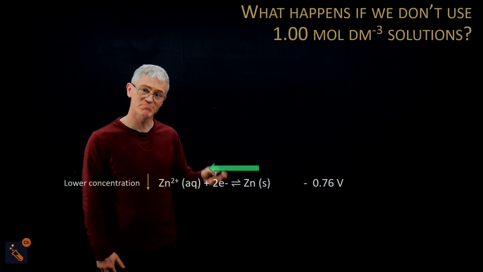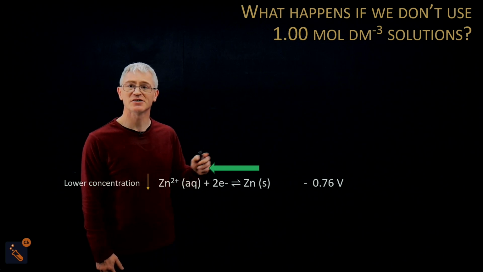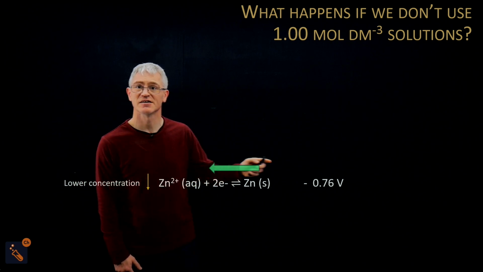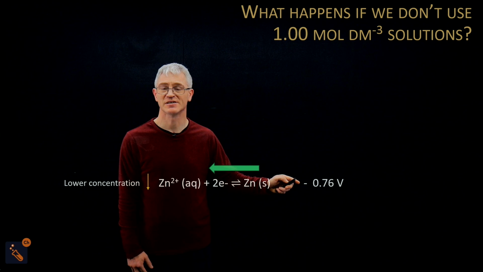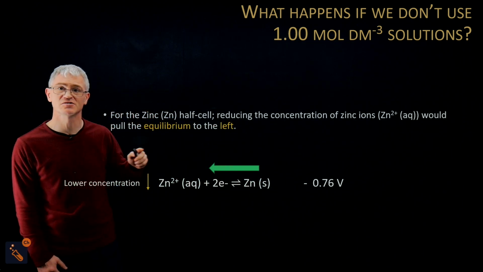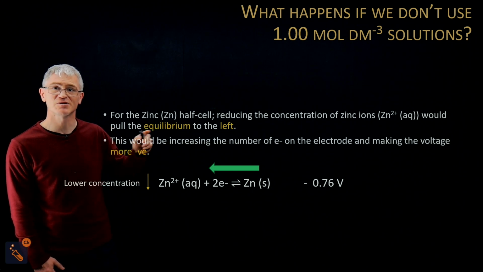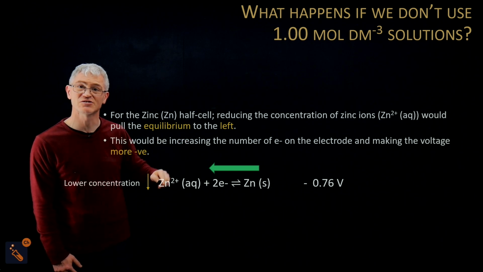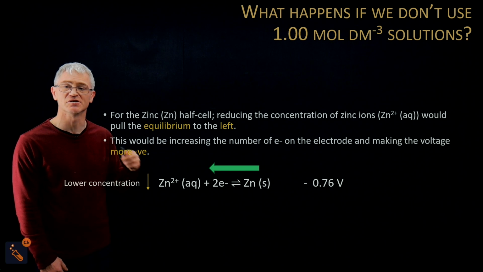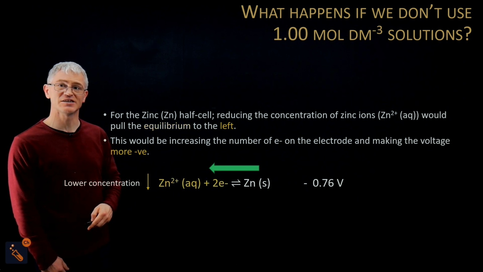Now that produces many, many more electrons. Because it produces many more electrons, that means this will become more negative. And that's what you need to say. So I'll write that out here for you. For the zinc half cell, reducing the concentration of the zinc ions would pull the equilibrium to the left. Okay, that would increase the number of electrons on the electrode and make the voltage more negative. So you get a more negative result. So really, really important. We then take this for a different example.